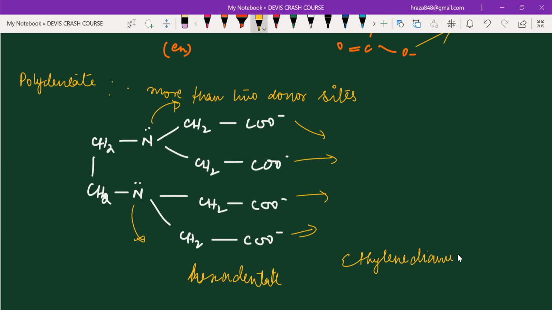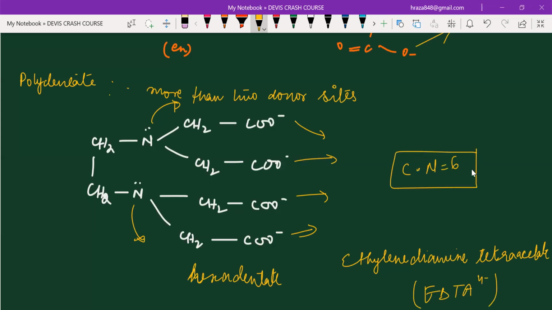diamine tetraacetate ion. That's why it is called EDTA4 minus, which is the short form. Its coordination number equals 6. It has 6 donor sites, so it comes under polydentate ligand. Got it?